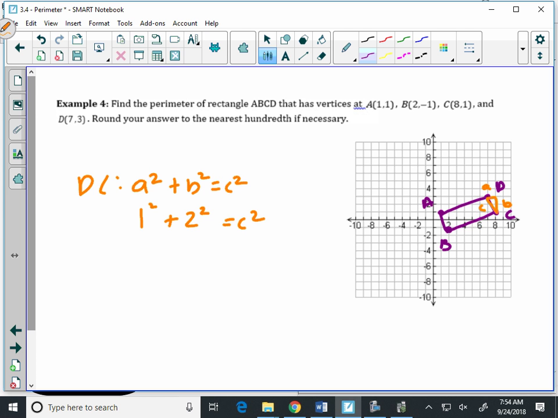And what do we get when we do 1 squared plus 2 squared? We get 1 squared plus 2 squared. Good.